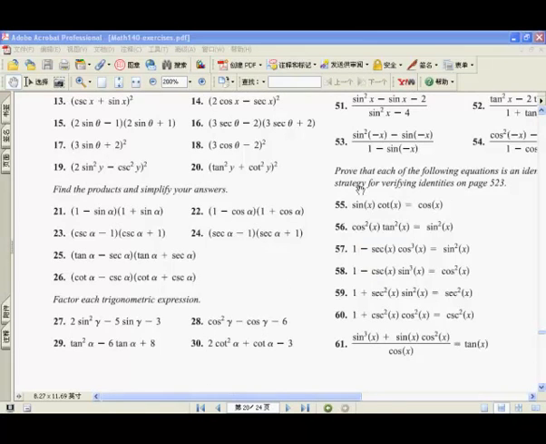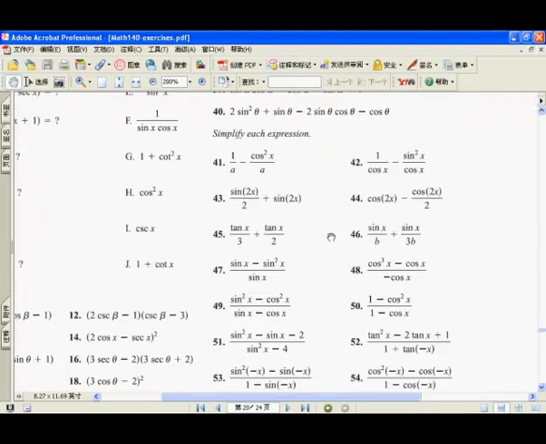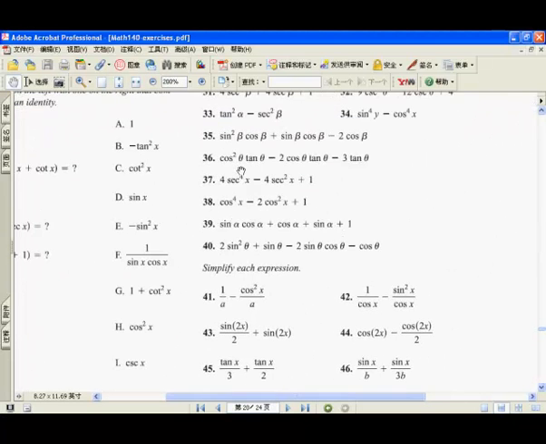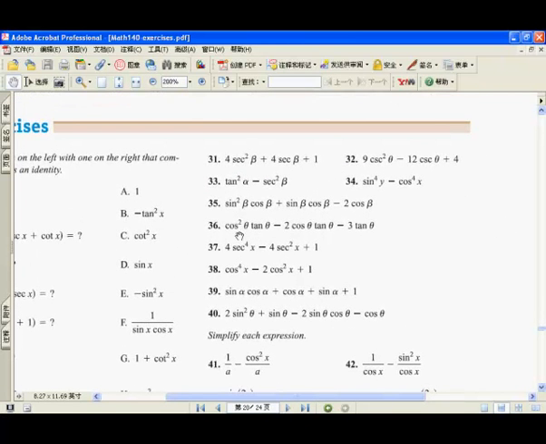Now let's look at number 36. In number 36, we need to factor this expression. Okay. So let me copy this problem on the whiteboard.